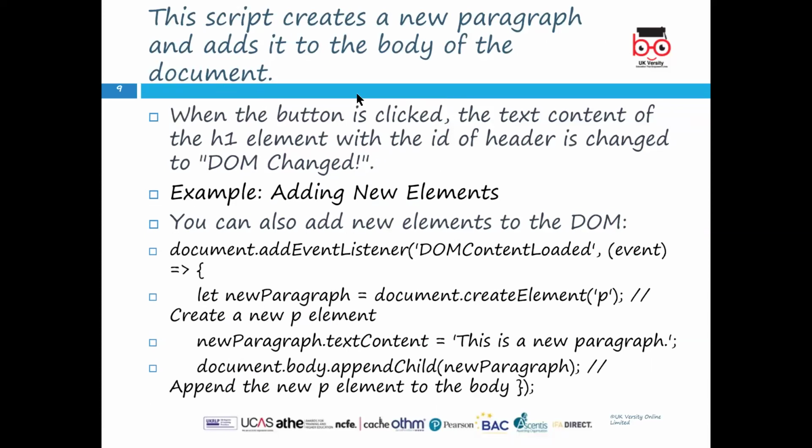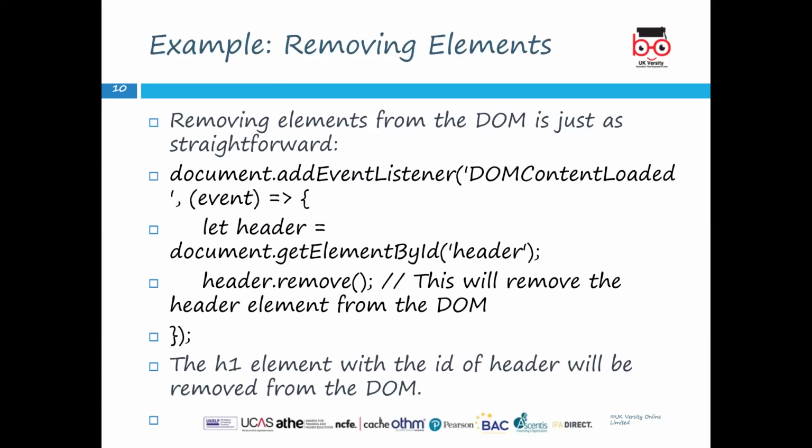Okay, so we have an example here. When the button is clicked, the text content of the HTML element with the ID of the header will now change. So by clicking on it, we'll have a different output, and what we want to output is "the DOM has been changed." Here we have an example of adding a new element, removing. So it's pretty much following the CRUD statement, which is create, retrieve, update, delete, and we can now work with them.